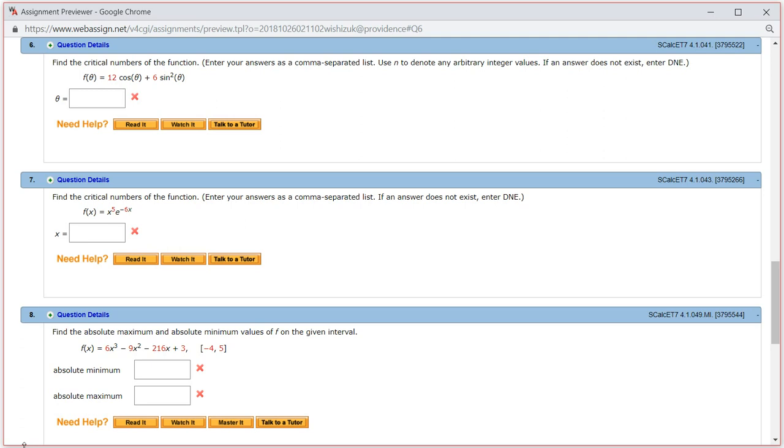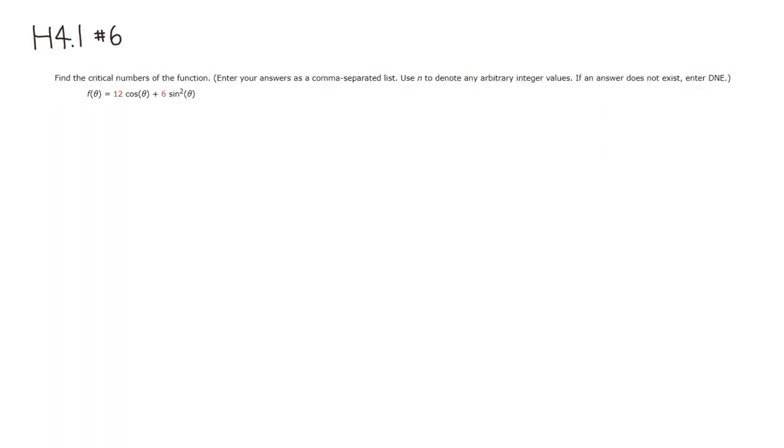Alright, let's look at homework 4.1, problem number 6. Let's find the critical numbers of this given function here. So let's take the derivative.